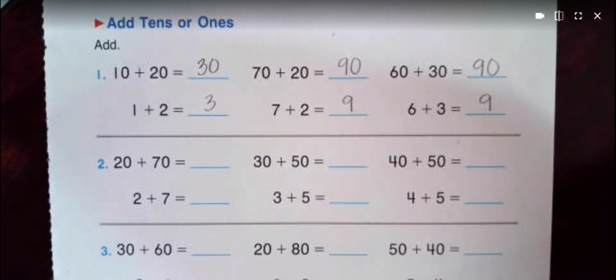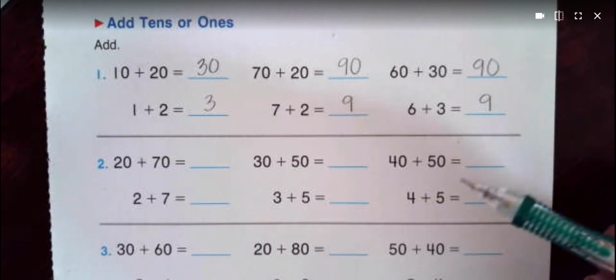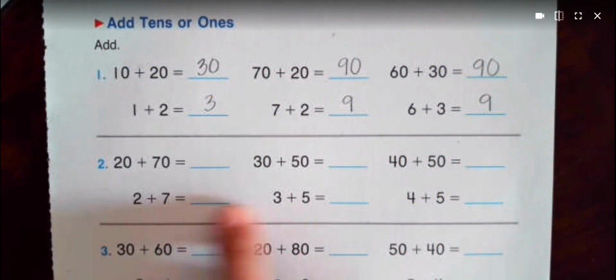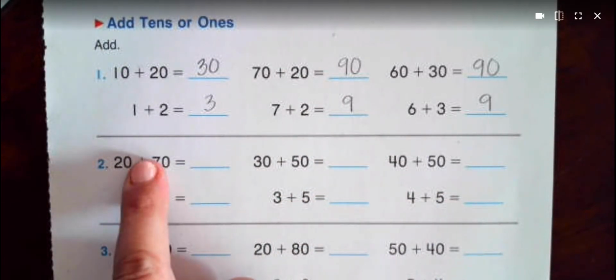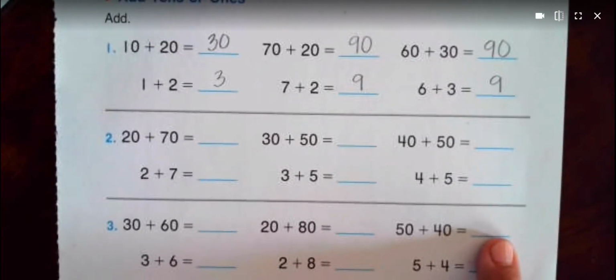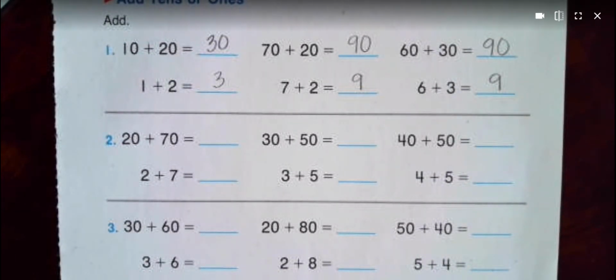I would like you to work on numbers 2 and 3 on your own. Again, solve the bottom one first and then use that to solve the top. So you're working on this row and this row, please. So pause the video and do that now.